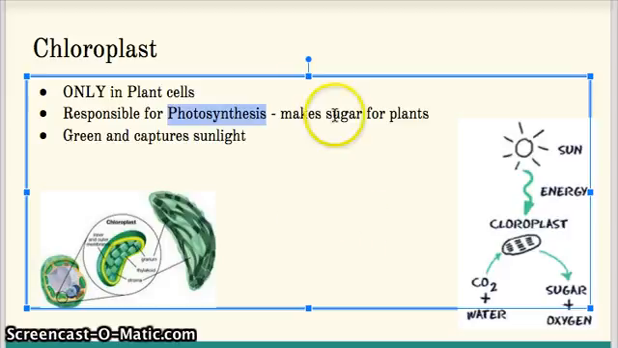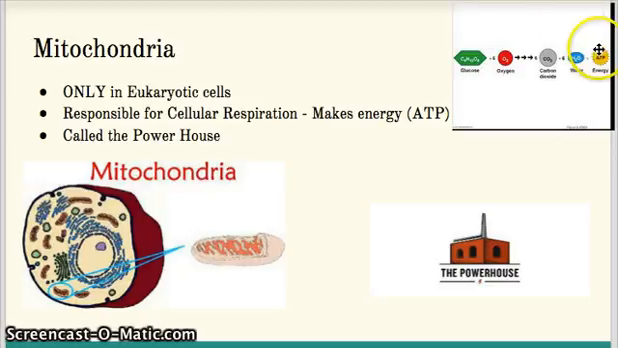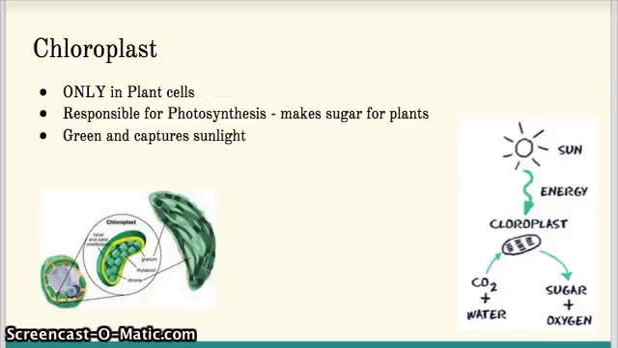However, it also makes sugar for the plants. So it comes back to that sugar, that carbohydrate. So this is taking in energy to make sugar. That's then going to go to the mitochondria and be broken down for energy. All right, and we'll talk about that in the next unit, but you just need to know that it's responsible for photosynthesis, and it's only in plants, and they're green. That's what makes plants green.